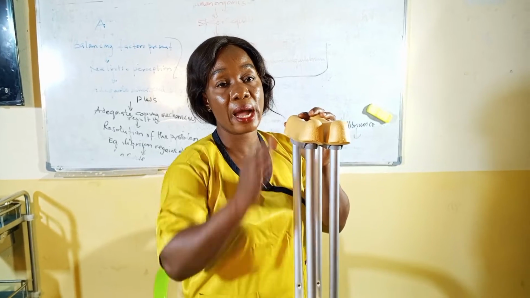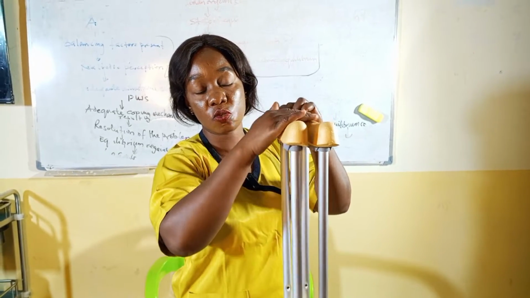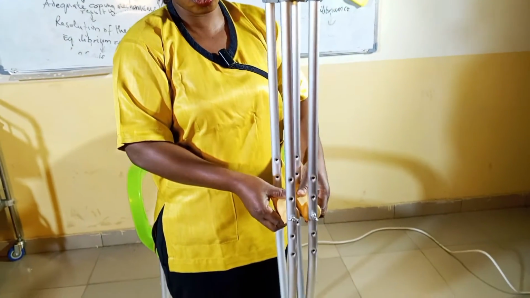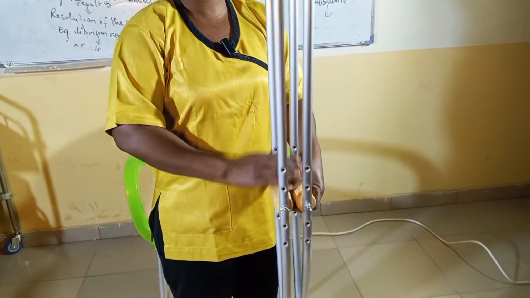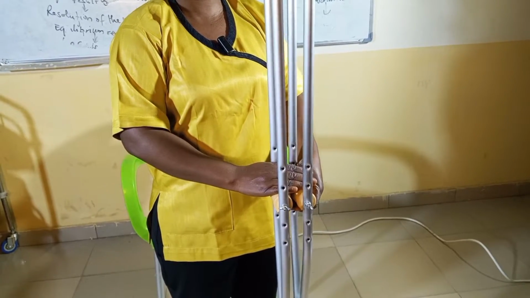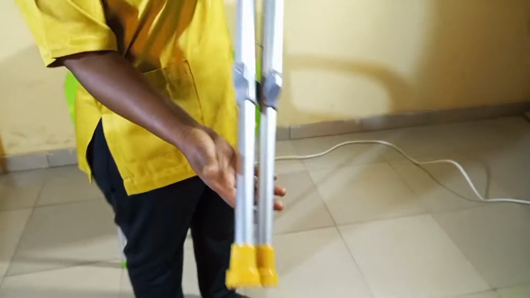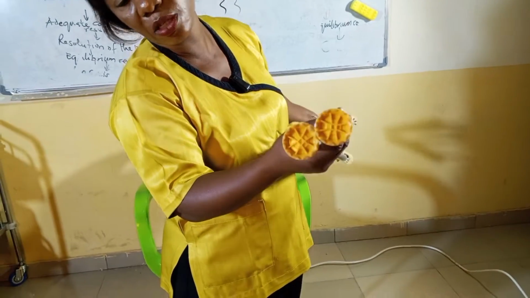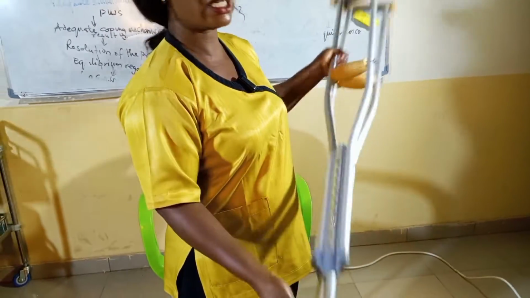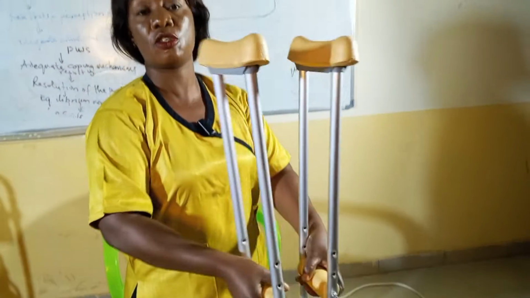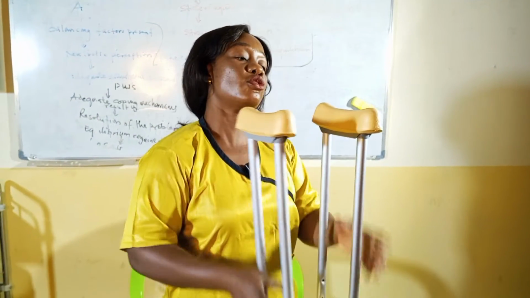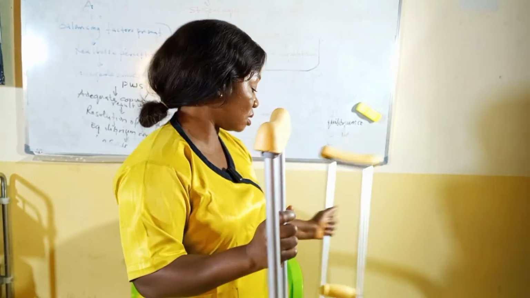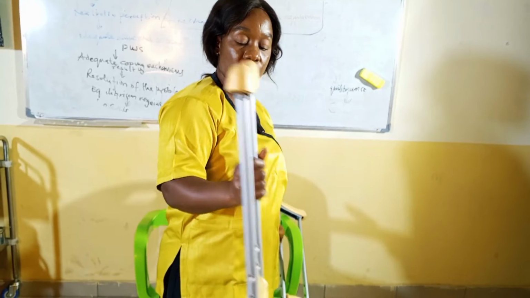So make sure that the pad at the top of the crutches is well padded, and make sure that the armrest is also padded. And also the tip of the crutches is padded, so that it can maintain balance while the patient is using it. Do you understand? So the next thing is that you have to observe. Also, you have to adjust the crutches to the patient's height.